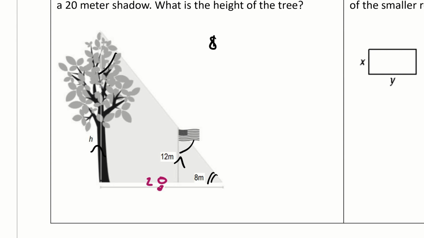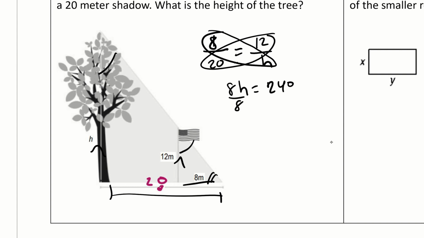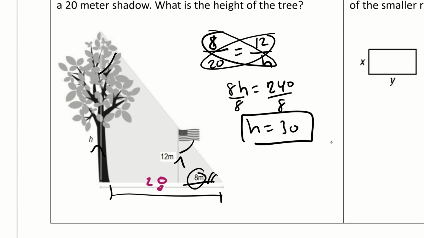All right, so we can say that 8 is to 20 as 12 is to h. And then we can cross multiply. So we get 8h equals 20 times 12, which is 240. Divide by 8, so h equals 30. Again, just be consistent. So if you use 8 for the top, then you must use 12 for the top. You want to use the small triangle on the top or the small triangle on the bottom. You have to be consistent when you do it.